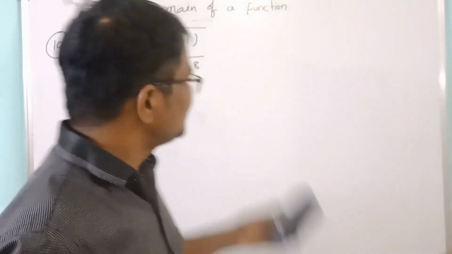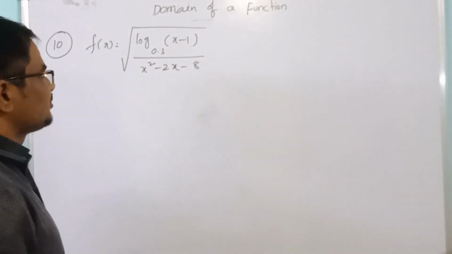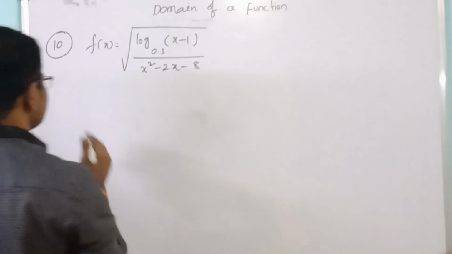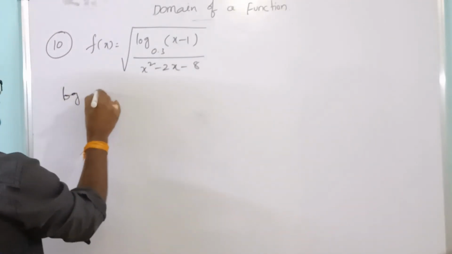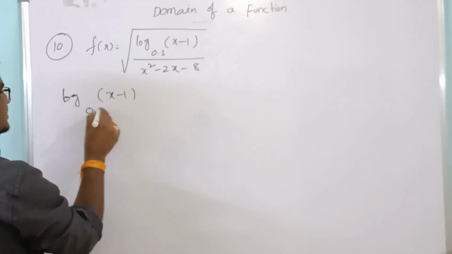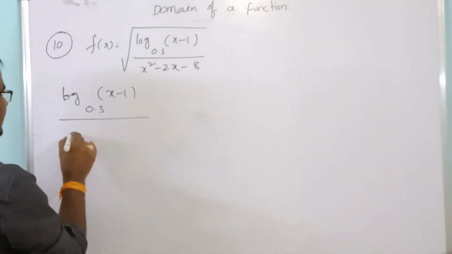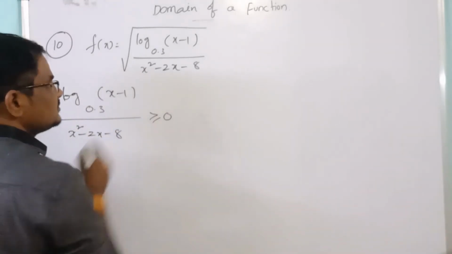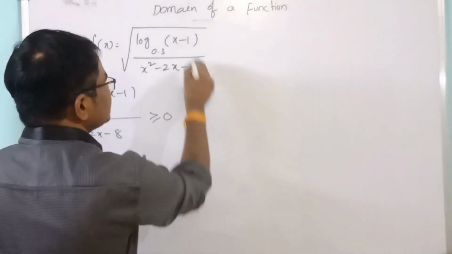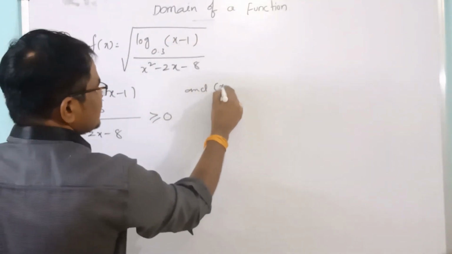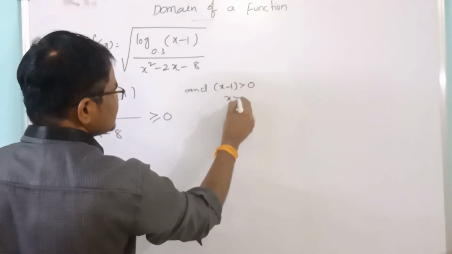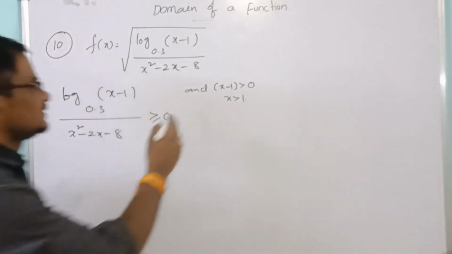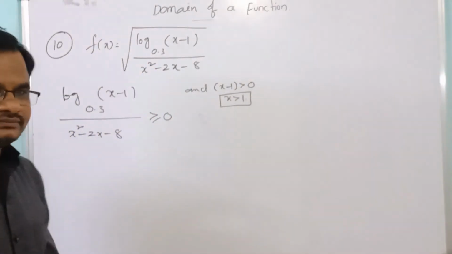See the 10th problem. This is an important problem, so listen carefully. Here the given is root of f(x). First we have to take log of (x − 1) to the base 0.3 divided by x² − 2x − 8, which is greater than or equal to 0. And since the log is there, x − 1 is greater than 0, so x is greater than 1. Take this as equation number 1.